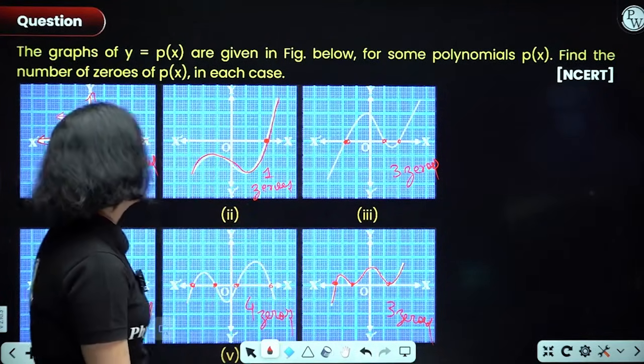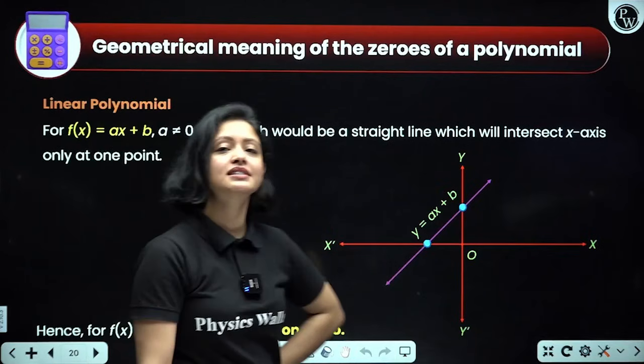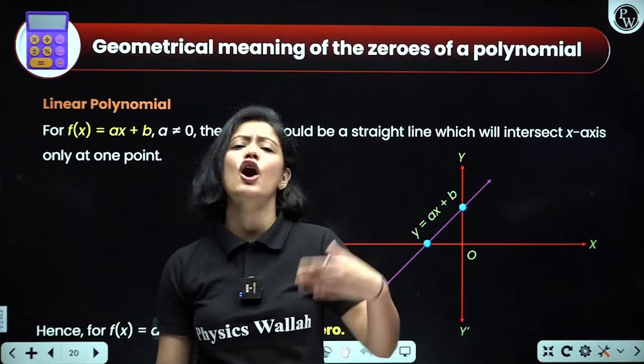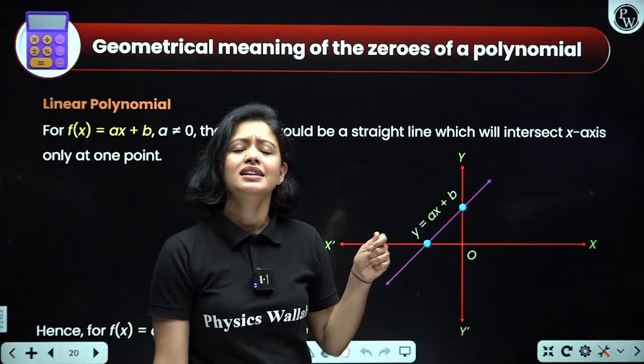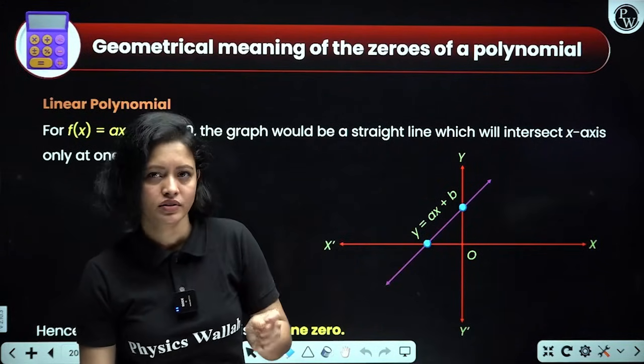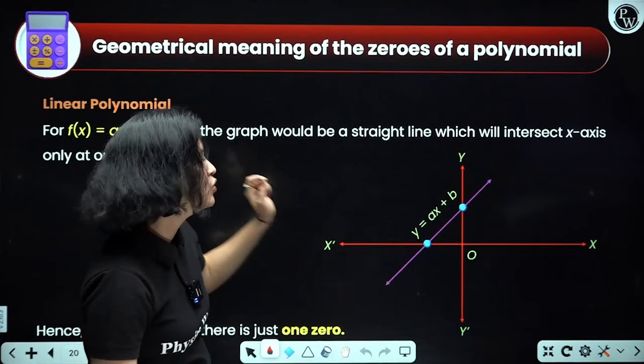Okay, chalo ji. So with that, now let's discuss linear polynomials and quadratic polynomials, like how many zeros they can have. And this is very important. So please pay attention because I have a point to make. I will make that point after making you understand this.